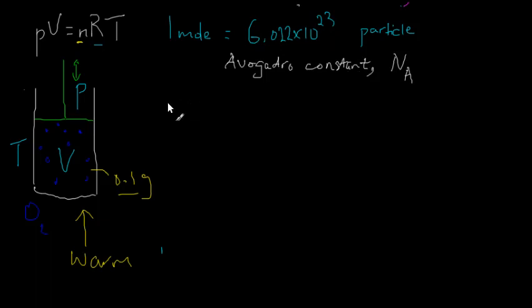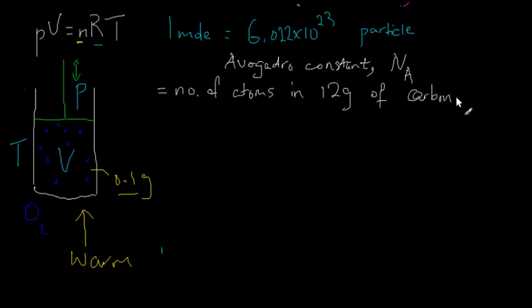So this Avogadro constant is defined as the number of atoms in 12 grams of carbon 12. Let me make this more clearly: carbon 12.